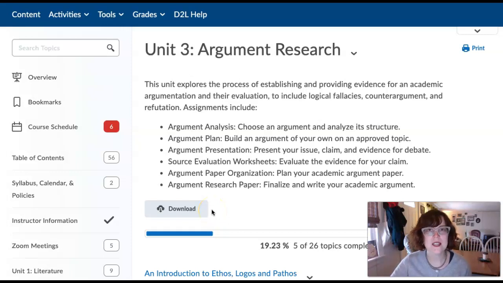Hello students! So today we're talking about the argument analysis and the argument plan. These are both worksheets that are due tomorrow.